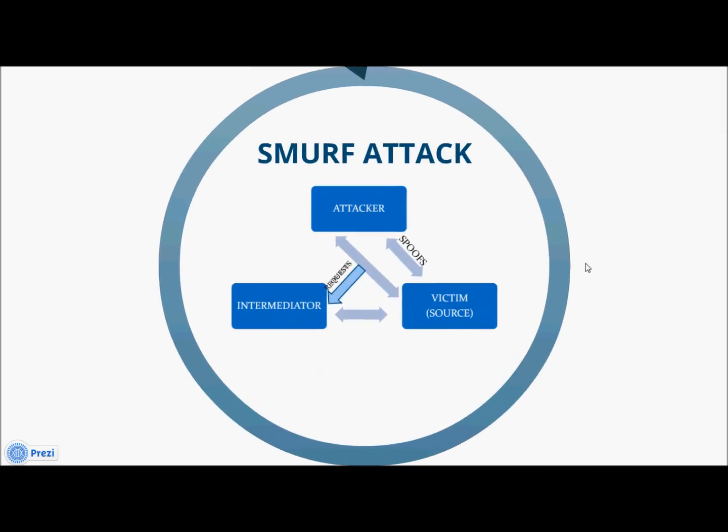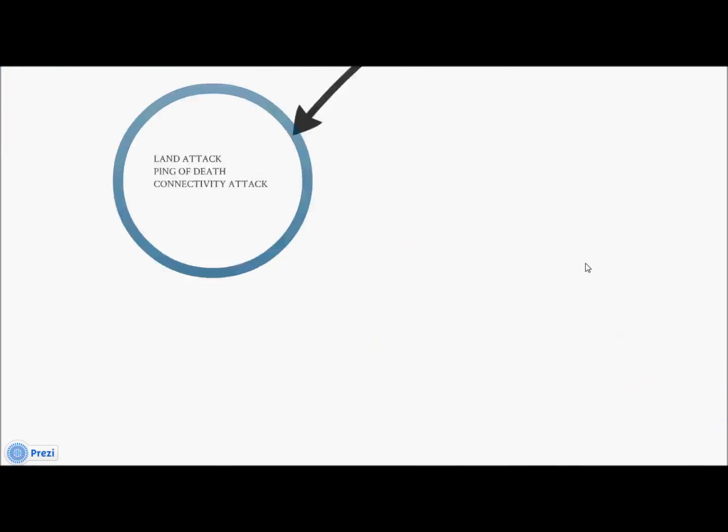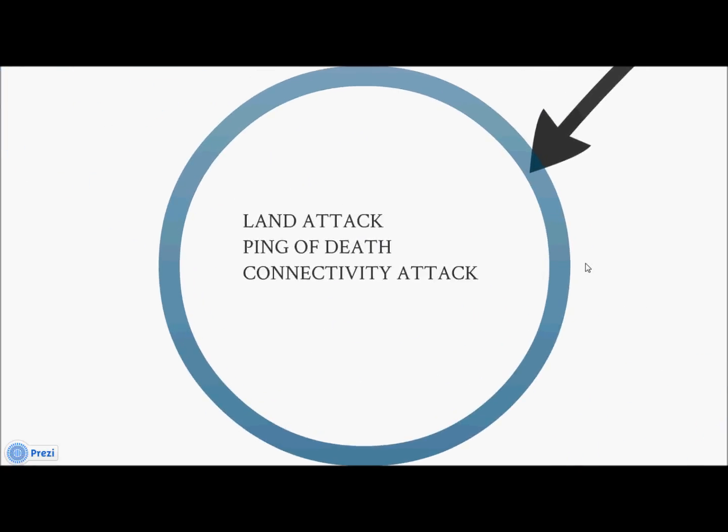Now let us discuss the smurf attack. You can see here that there are three players in action: the attacker, the intermediary, and the victim. The attacker spoofs the IP address of the victim as the source IP address and sends requests to the intermediary network. Every host on the intermediary network replies, thus flooding the victim and the intermediary network with a lot of traffic. We have other types of DOS attack.